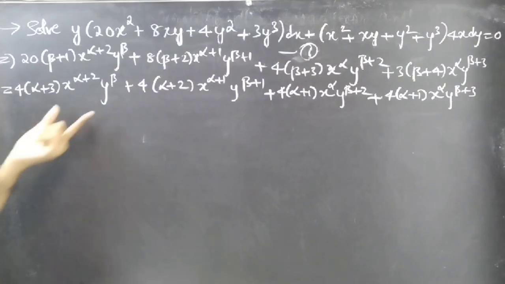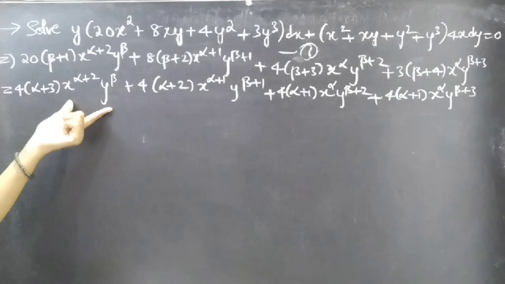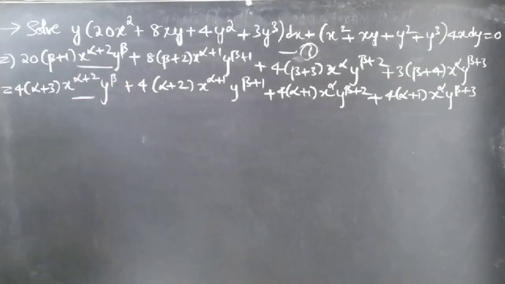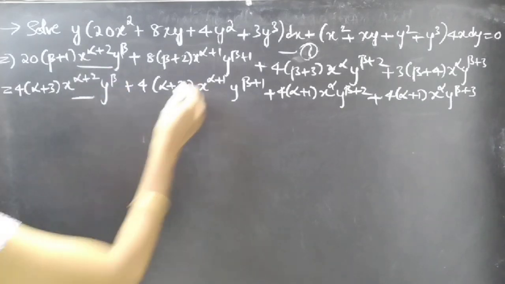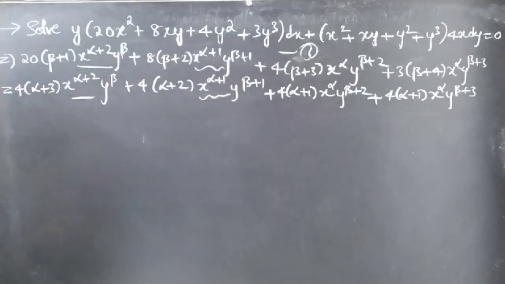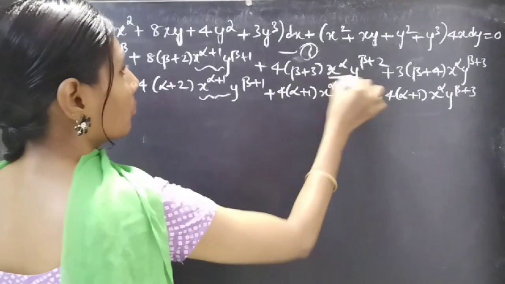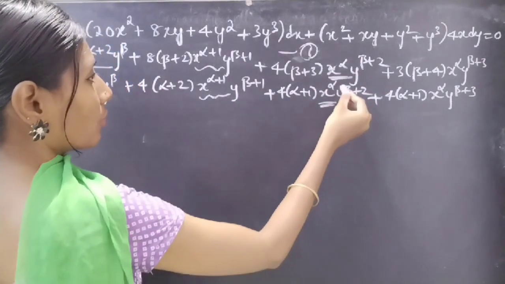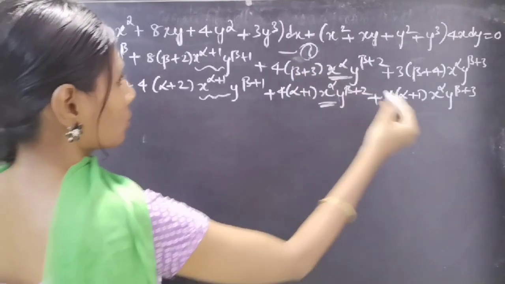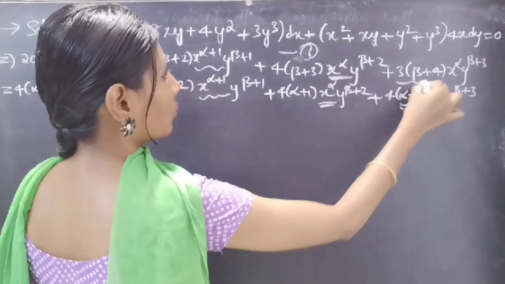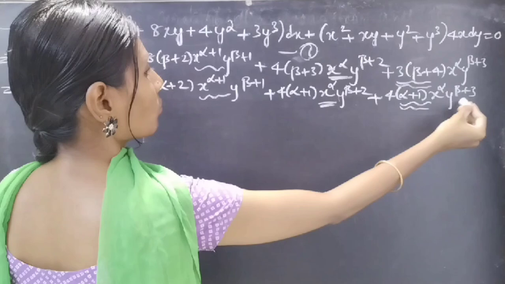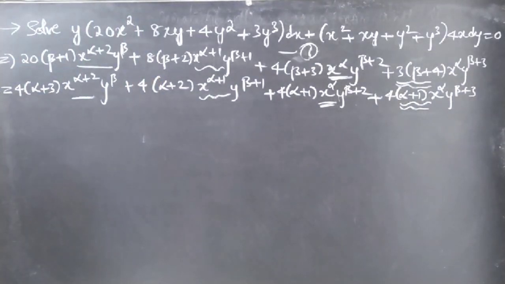Now, by equating the coefficients of x^(alpha+2) y^beta, you'll get one equation, and by equating the coefficients of x^(alpha+1) y^(beta+1), you'll get one equation, and by equating the coefficients of x^alpha y^(beta+2), you'll get one equation, and by equating the coefficients of x^alpha y^(beta+3), you'll get one equation.